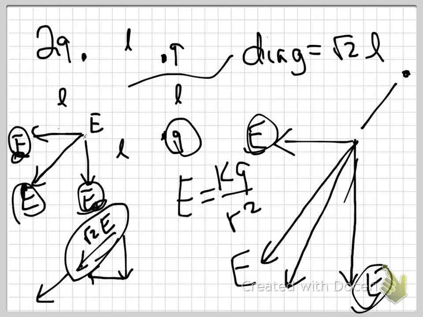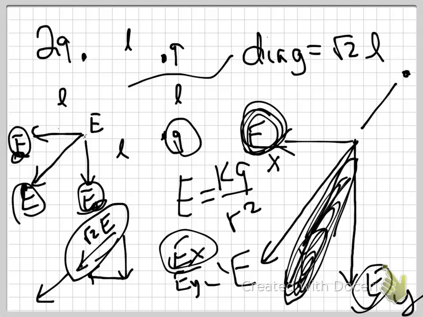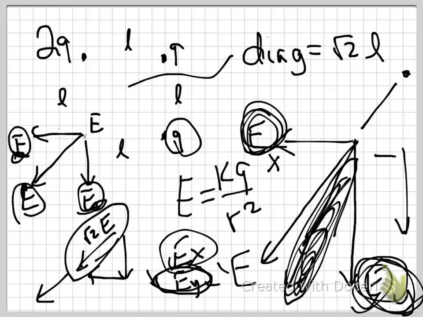What you'd have to do is break this one, you wouldn't even bother finding this. You would leave this one as E in the X, leave this one as E in the Y, and this you would break into EX and EY. And then you would sum that and that, sum E in the Y with the other E in the Y, and you'd get this, and then the square root of the sum of the squares.